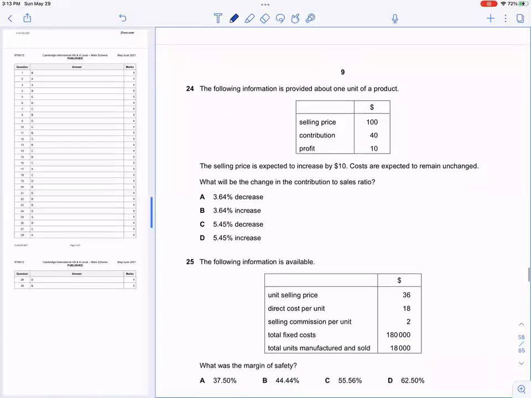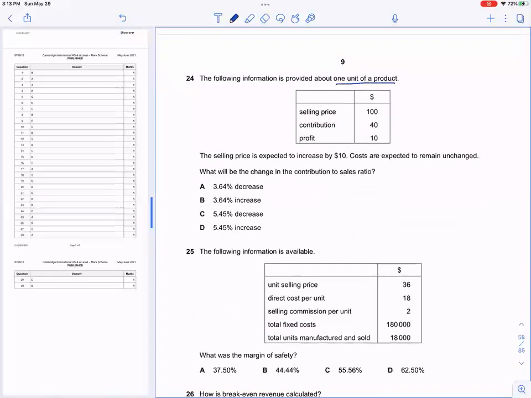Let's do the 24th one. The following information is provided by 1 unit of a product. I have selling price, I have contribution, I have profit. Selling price is expected to increase by $10. So selling price will become 110. Variable cost is 60. Cost remains unchanged. So variable cost will be 60. What will be the contribution? Contribution will be 50. This was old, this is new.